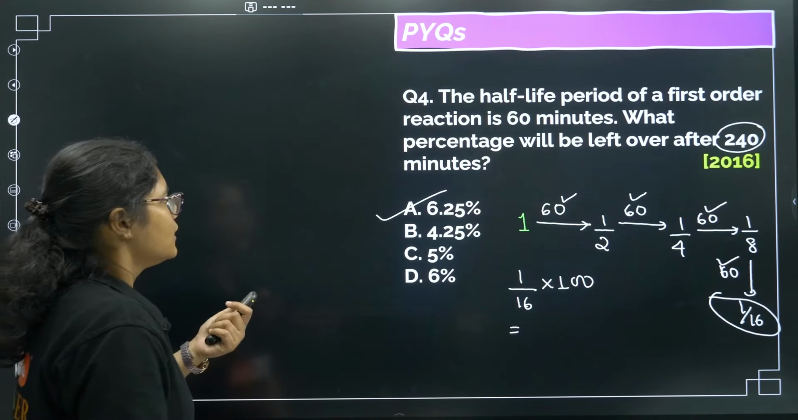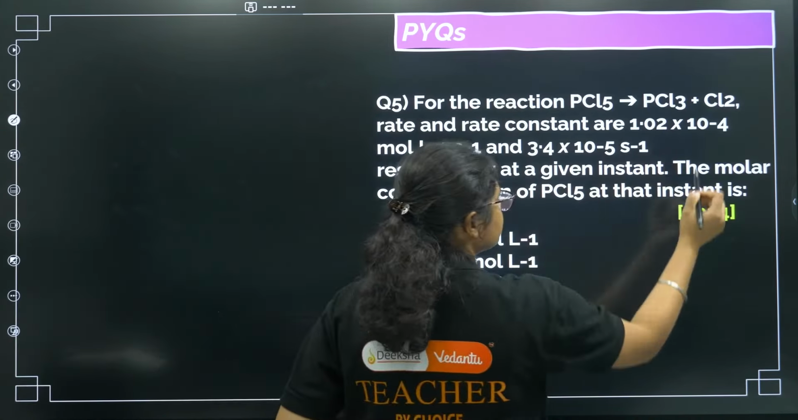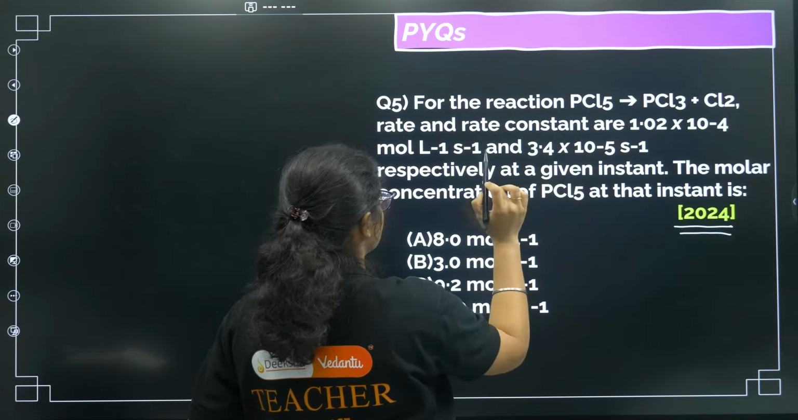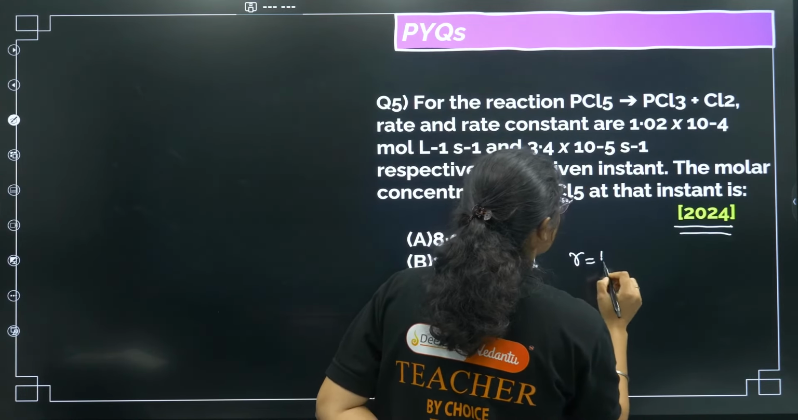Now see the last question of PYQs. For the reaction PCl5 giving you PCl3 plus Cl2, this is a 2024 question, the recent year question, the rate and rate constants are given. So what is the rate value?